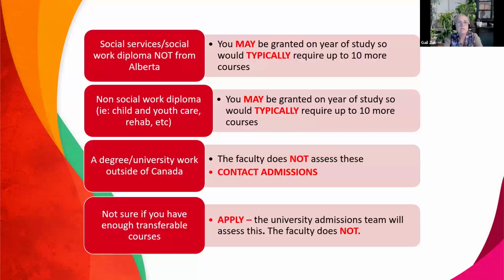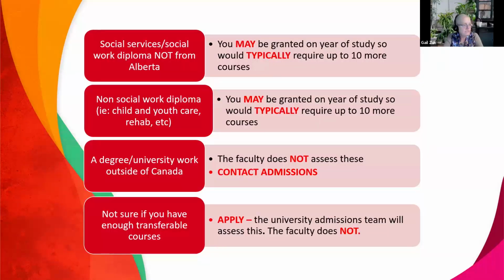Okay. If you have a non-social work diploma, and I gave examples because, again, these are questions that we get. I have a diploma in child and youth care. I have a diploma in rehab. I have a diploma in disability studies from University of Manitoba. Again, you may be granted up to 1 year of study. We do not make that assessment. The admission team at the University of Calgary does. Okay, so they're the ones that can answer that. But typically, you might get up to 1 year of study. So again, you would need to have those courses.